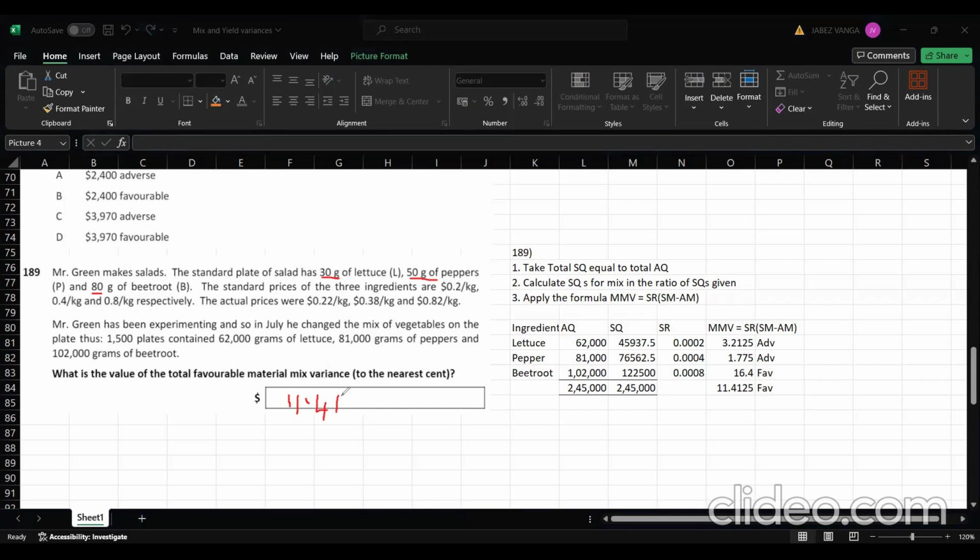So there are three steps we need to remember. The actual quantity, start with that. Take the total standard quantity equal to the actual quantity. Find out the individual ingredients, material or component. Find out the standard quantity in the ratio of the standard quantities which were earlier mentioned, and then apply the formula. Okay. Let's continue with yield variance.